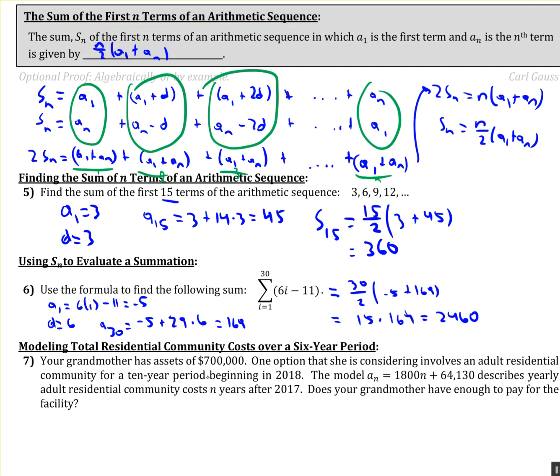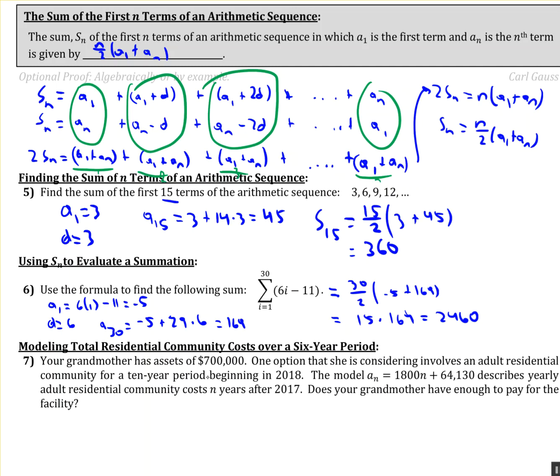Your grandmother has assets of $700,000. One option that she is considering involves an adult residential community for a 10-year period beginning in 2018. The model A sub n equals 1800n plus 64,130 describes the yearly adult residential community costs n years after 2017. Does your grandmother have enough to pay for this facility? So again, we need a 10-year total. We need to basically figure out if she pays this every year, will it be above 700,000 or not? All right, so it says n years after 2017, so she's going to start at n equals 1. She's going to start in 2018.